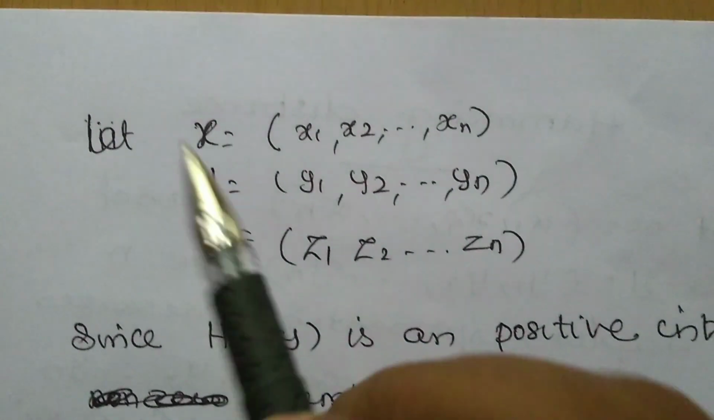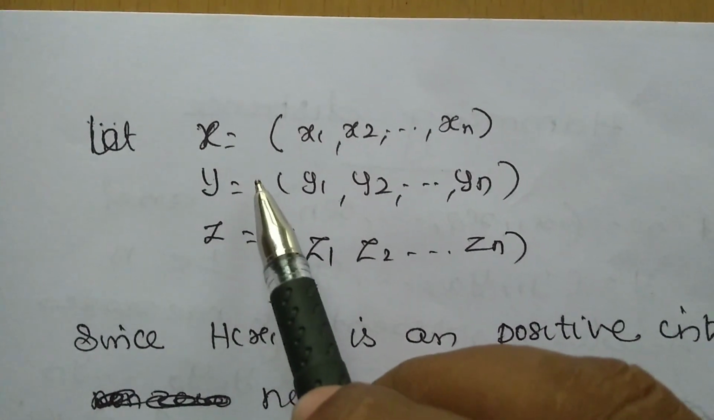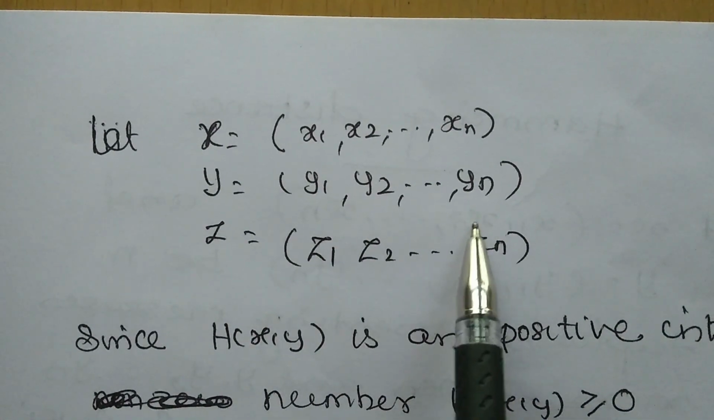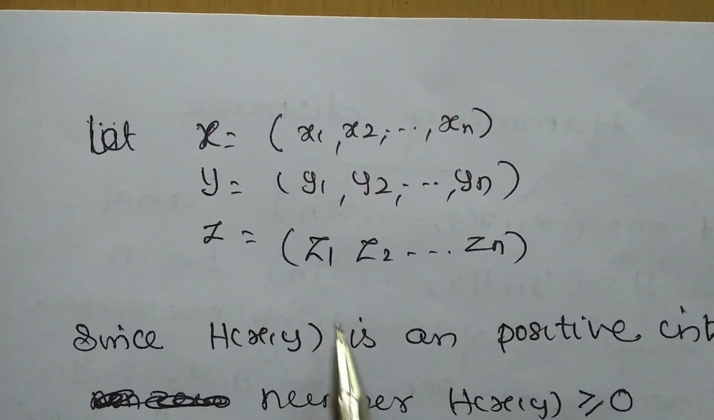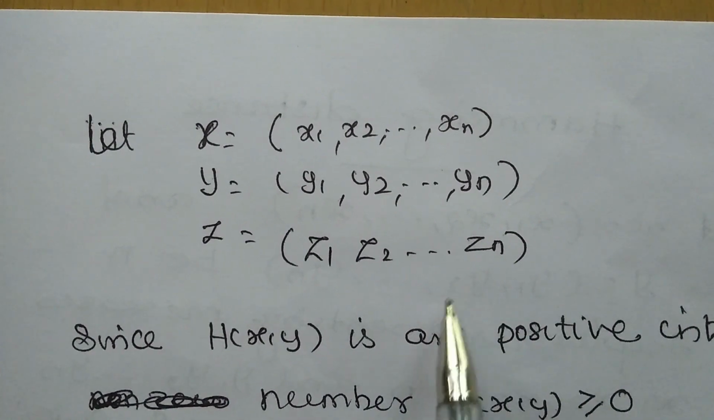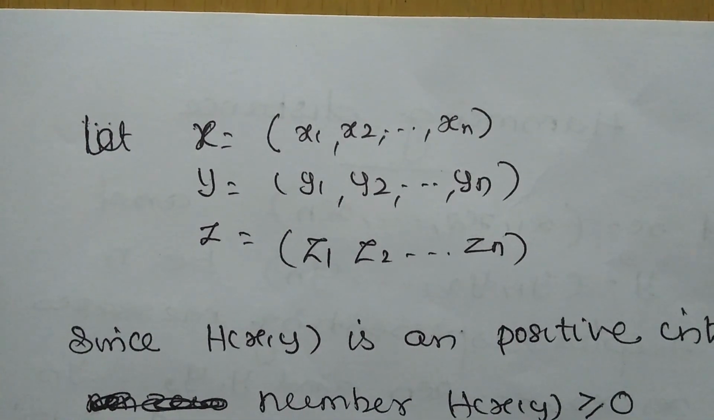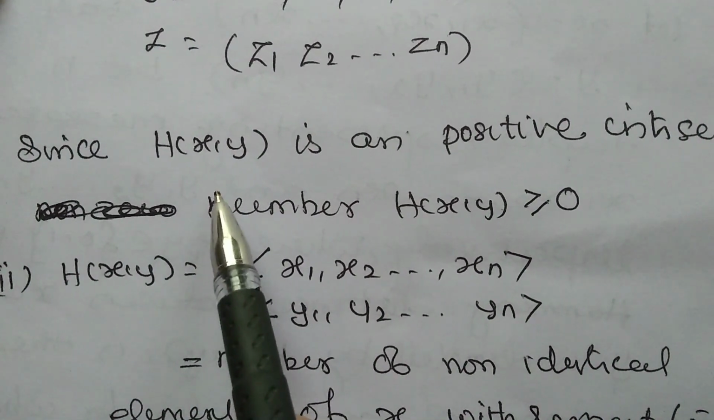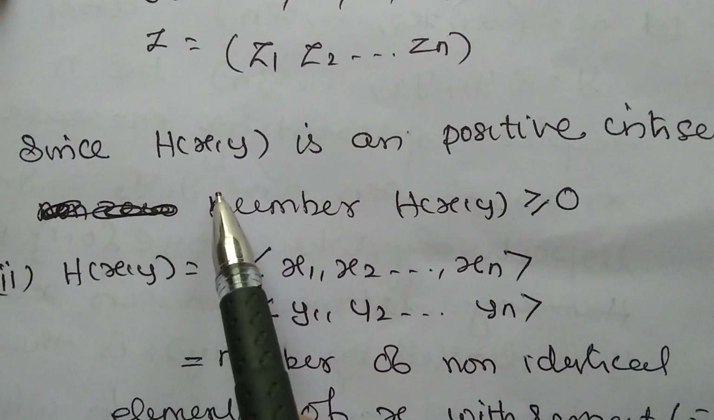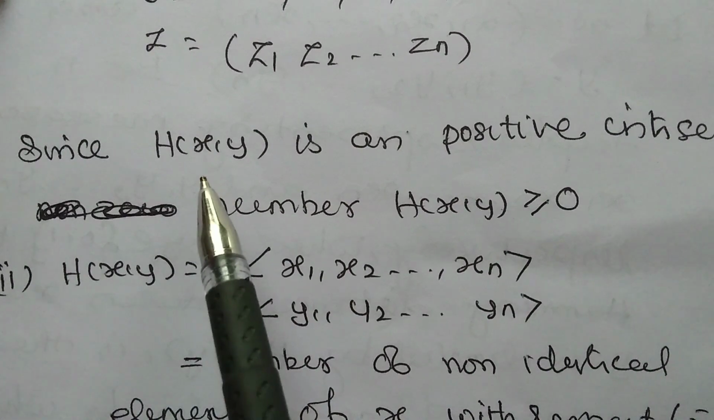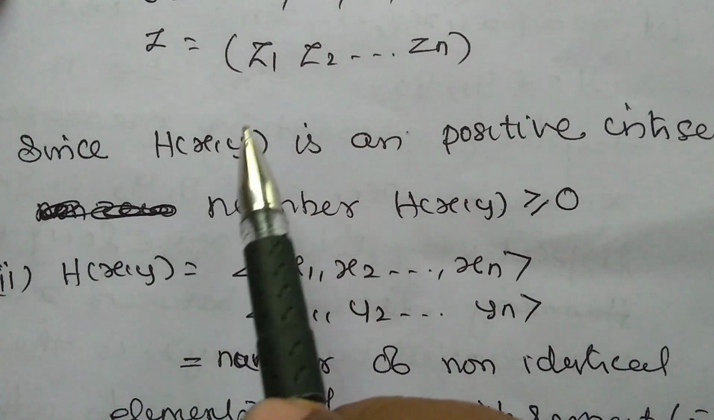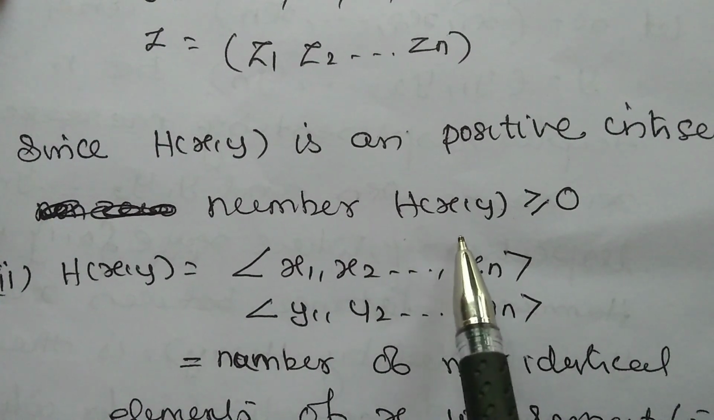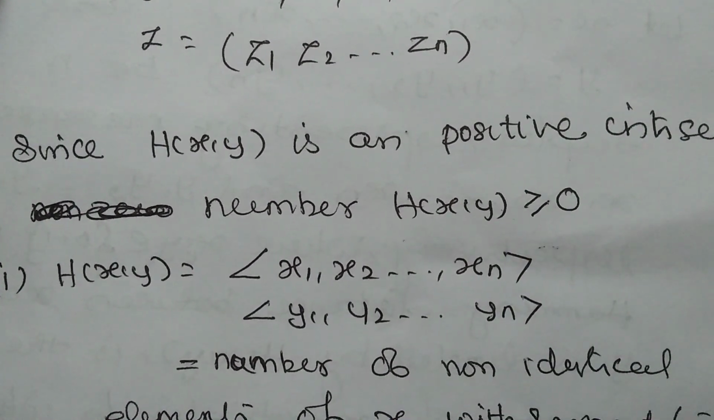Now you take x is equal to x1, x2, etc. xn, y is equal to y1, y2, etc. yn, and z is equal to z1, z2, etc. zn. So three elements. What is h of x, y? That is a Hamming distance. That is only positive values, either 0 or 1, 2, 3, etc. It is obviously true that h of x, y is greater than or equal to 0.